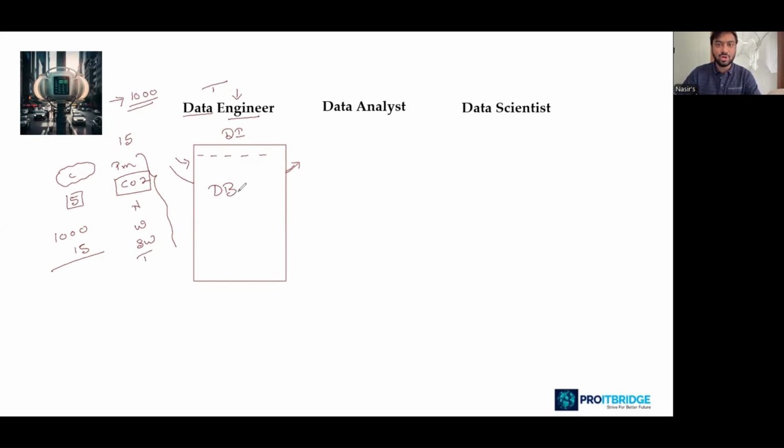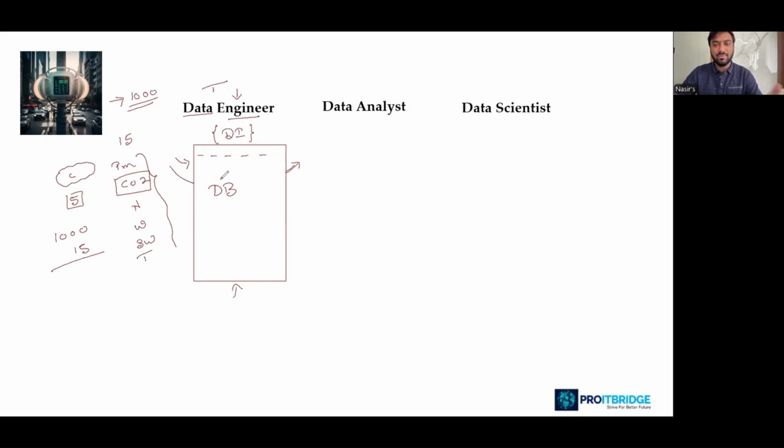So once again, what is the job of a data engineer? To build a proper data infrastructure where we can effectively store the data and effectively retrieve the data as well. And we are not going to store this on our local computers. It is going to be stored on some cloud.